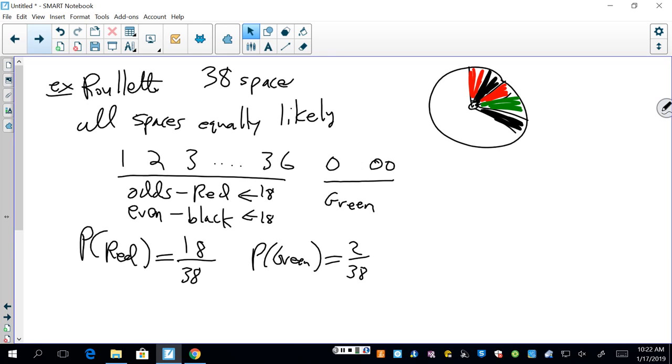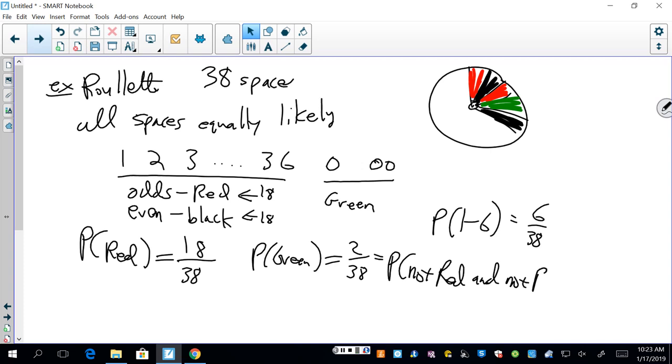So you can ask any question you want. What's the chance that the numbers come up 1 through 6? Well, there's 6 numbers that are consistent with that. If they're equally likely, it's 6 out of 38. You can ask a more complicated question. What's the chance that it comes up on number 36? It'd be 1 out of 38, and so on. So you can ask any number of questions. You could ask the opposite. The chance that it's green is also the probability that it's not red and not black.